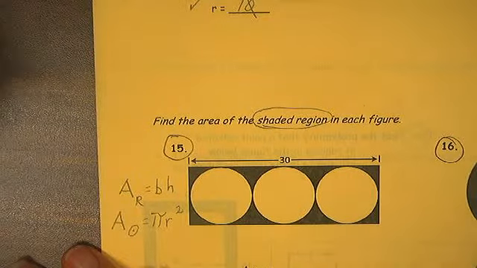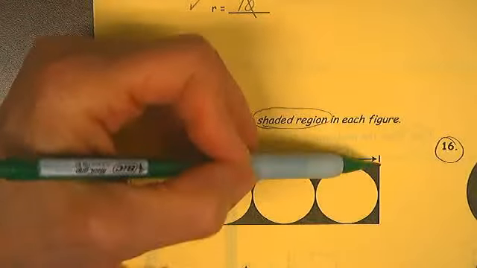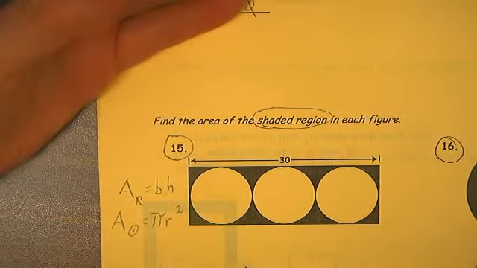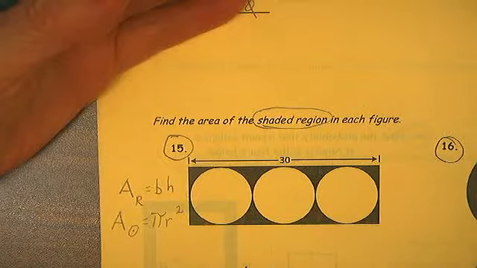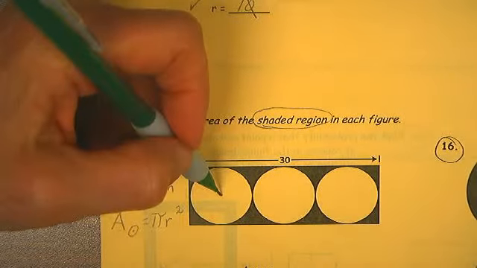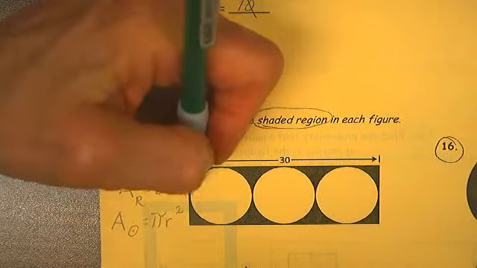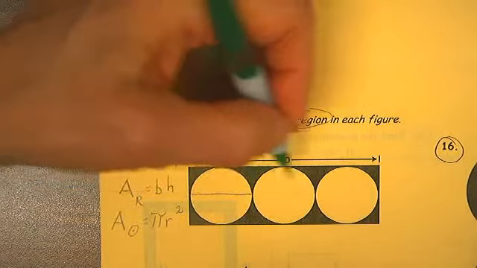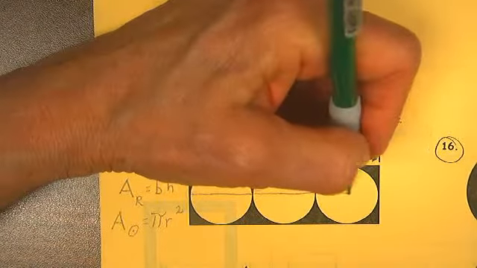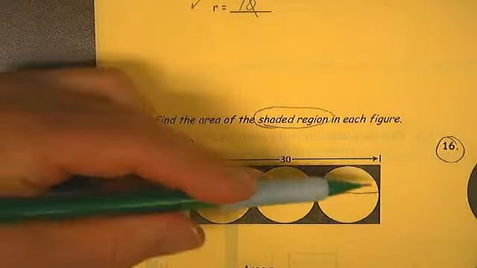Okay, well, what can we figure out? Well, we're going to need the height of this rectangle. How can I figure that out? I have no idea. What else can I figure out? Well, I'm going to need the radius of the circle. Oh, wait. I have 1, 2, 3 circles. Each circle is tangent to the others.